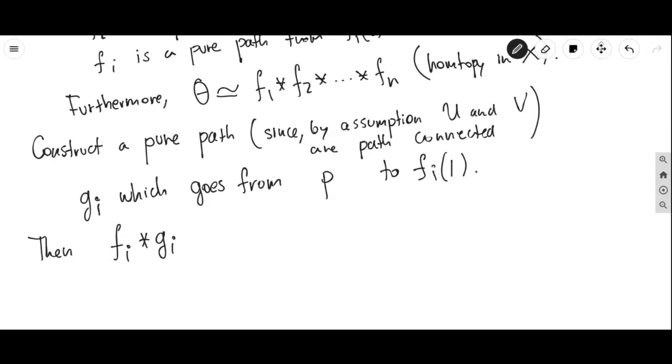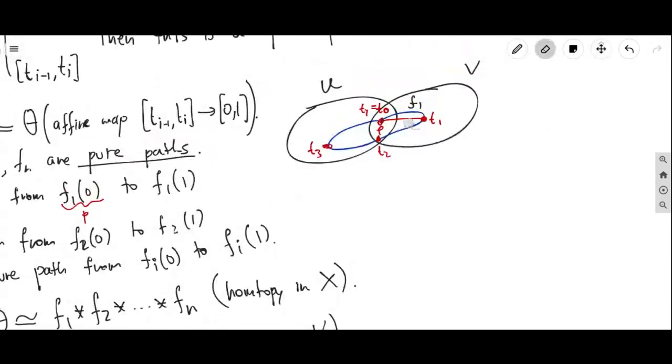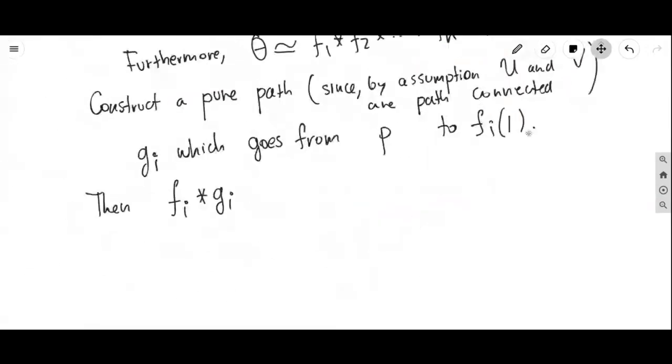So let's see the picture. So I made a mistake. No, this is actually fine. We have this path G1, it goes from P to T1, but the next path is going to go like this. All of them, because you want all of them to start at P. That's because that's sort of like our main base point, so this point is common to both of them, and you can construct a path. So we therefore have a pure path that goes from P to F1 of 1, wherever that is.